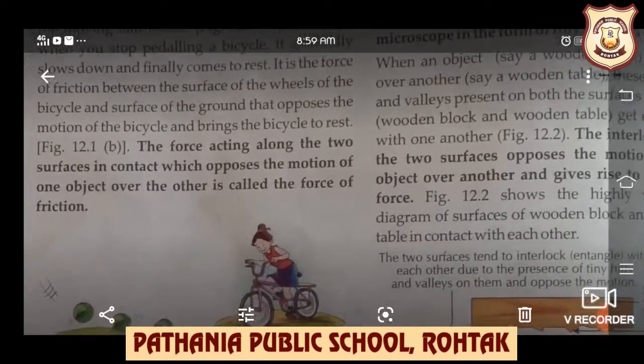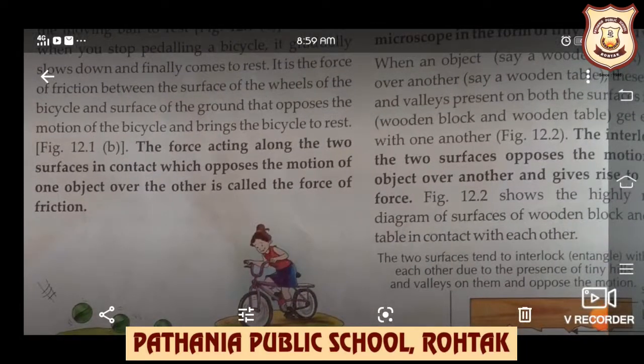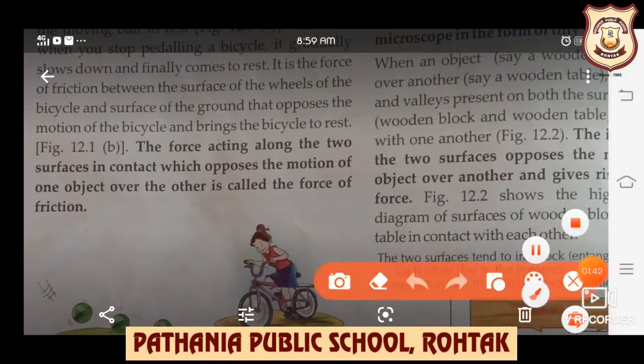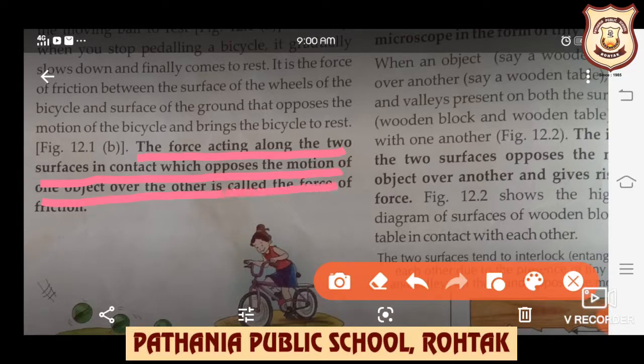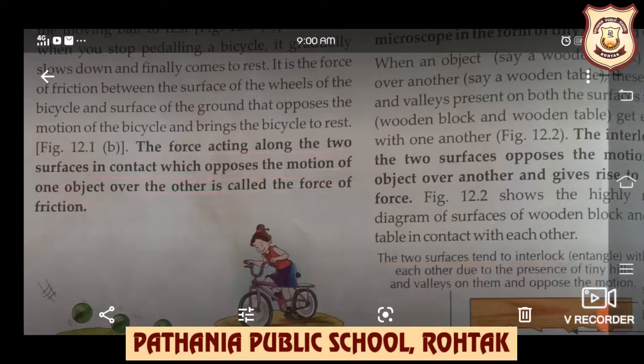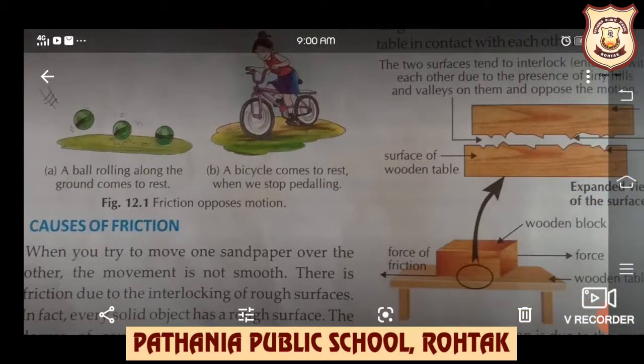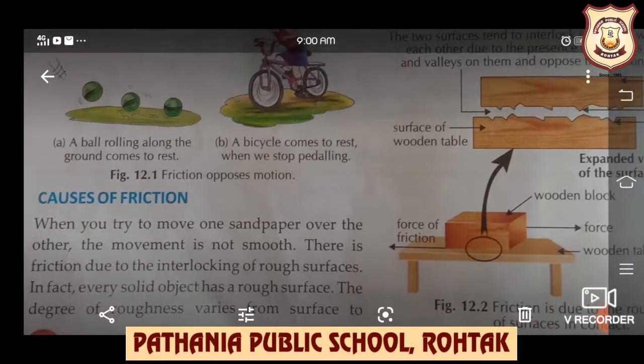Now we are discussing the definition of friction. The force acting along the two surfaces in contact which opposes the motion of one object over the other is called force of friction. This is the definition of friction. Now we are moving on to the next topic, that is causes of friction.